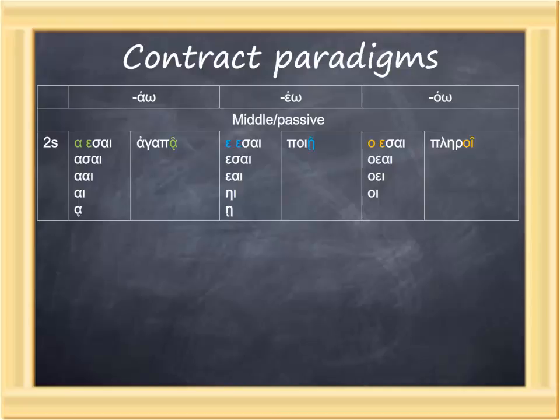Alpha plus iota subscript is second person singular, passive. You singular are being loved. Eta plus iota subscript is second person singular. You singular are being made. Omicron iota is also second person singular. You singular are being filled.